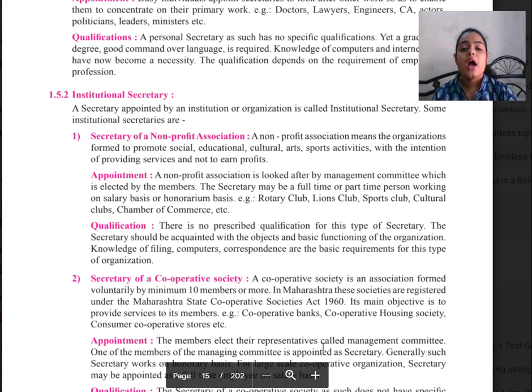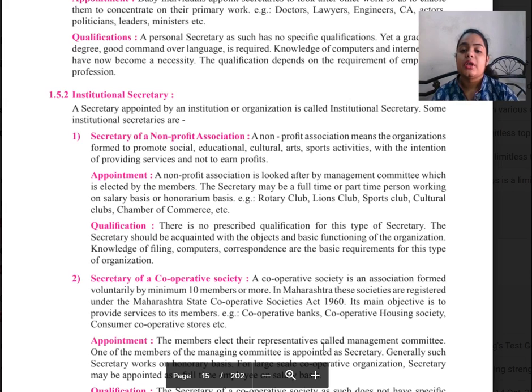Then next we have appointment. A non-profit association is looked after by a management committee, which is elected by the members. The secretary may be a full-time or part-time person working on a salary basis or honorarium basis. Example: Rotary Club, Lions Club, Sports Club, cultural clubs, Chamber of Commerce, etc. So the appointment in a non-profit association is a full-time or part-time job, depending upon the salary or honorarium provided to the secretary. So these are the various aspects.